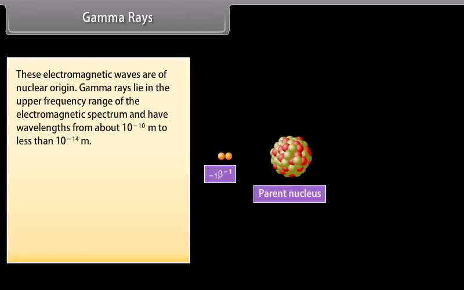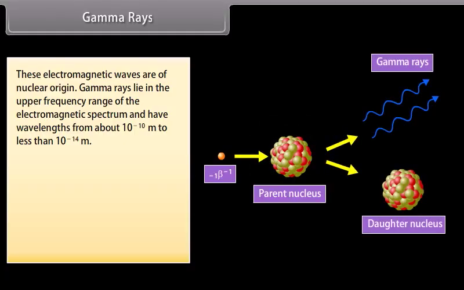Gamma rays. These electromagnetic waves are of nuclear origin. Gamma rays lie in the upper frequency range of the electromagnetic spectrum and have wavelengths from about 10^-10 meter to less than 10^-14 meter.